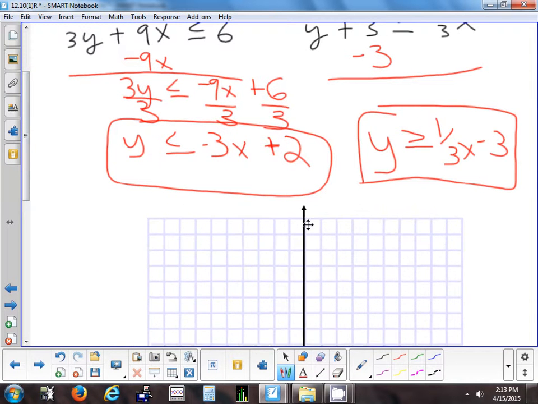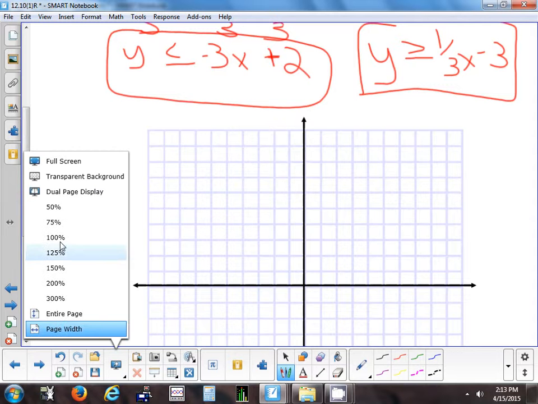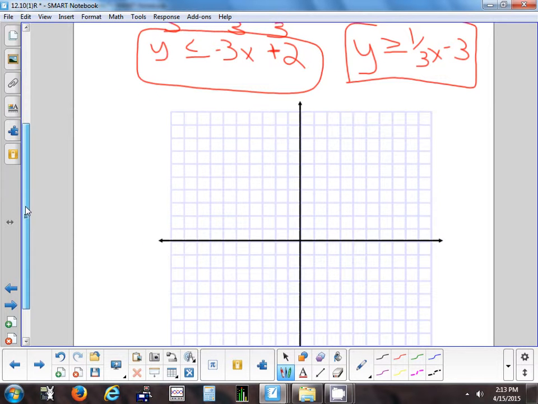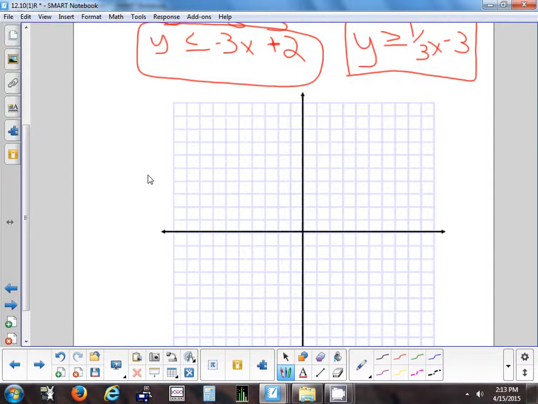All right, so here's my 2, right? Now, for this one, I'll call this number 1. I'm going to call this number 2. Just hold off on shading for a second. I'm going to show you guys something else that might work too, that I've seen done in the past. If it works, great. If it doesn't work, that's fine too.